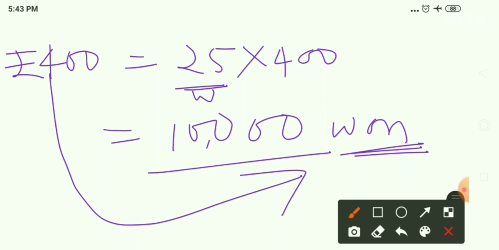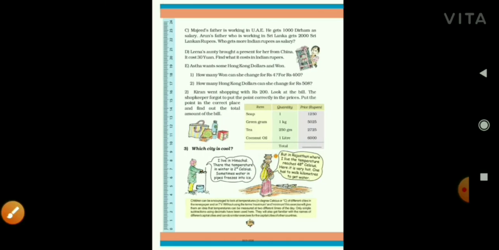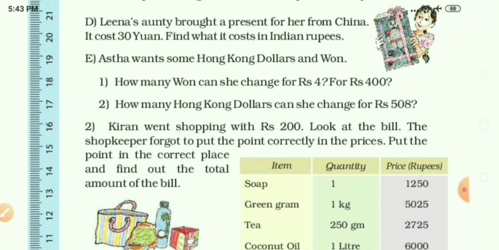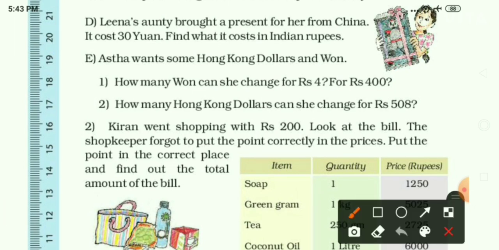Okay, Korean won. Now the second question. Let's know it. How many Hong Kong dollars can she change for 508 rupees? For that we have to know that 1 Hong Kong dollar makes how many Indian rupees. So it is 5 rupees and 10 paise. So let's make a solution for it now.